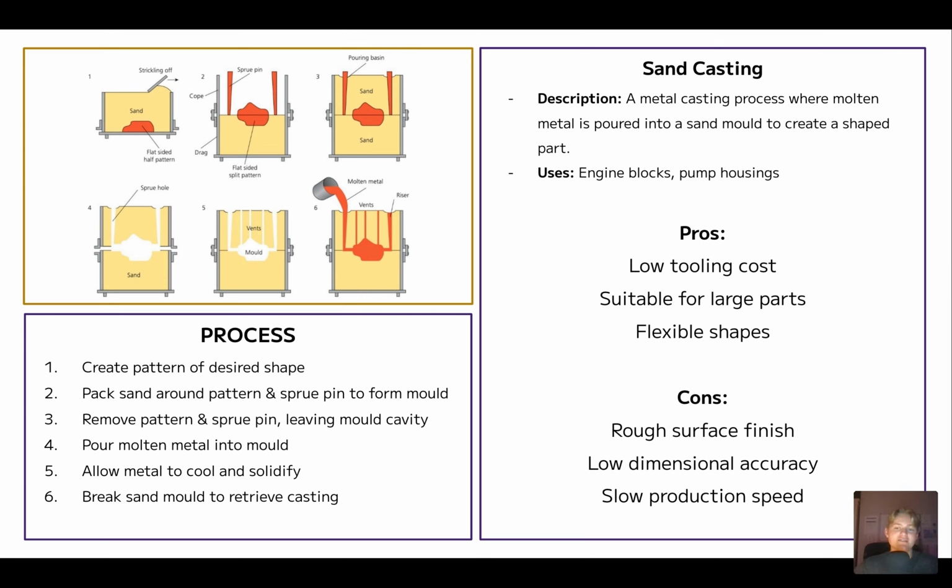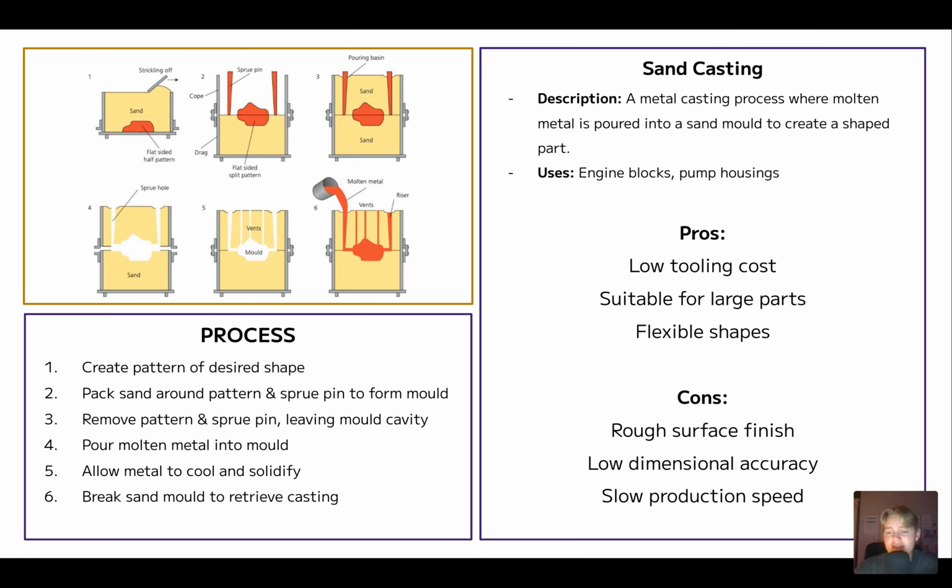Next, we're going to look at some casting. So firstly, we've got sand casting, which can best be described as a process where molten metal is poured into a sand mold to create a shaped part. So we would use this for creating something like an engine block or pump housing.